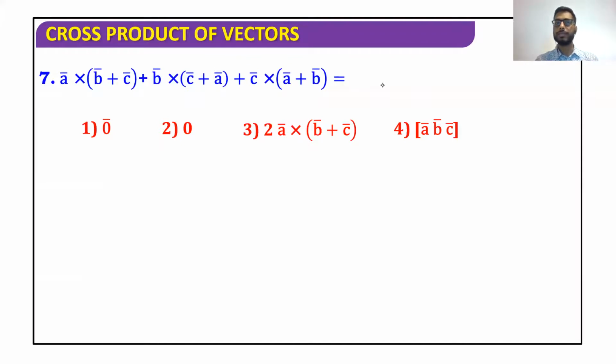I'm having a cross b and b cross a. So instead of writing b cross a, I can write it as minus of a cross b, and then cancel out the terms. So all the terms will cancel out and I get my answer as 0.